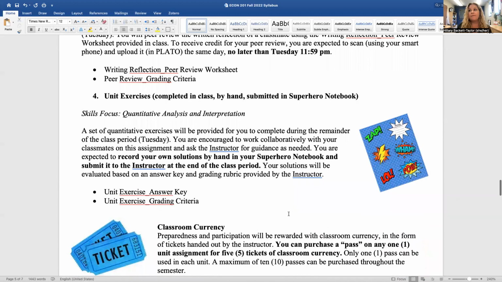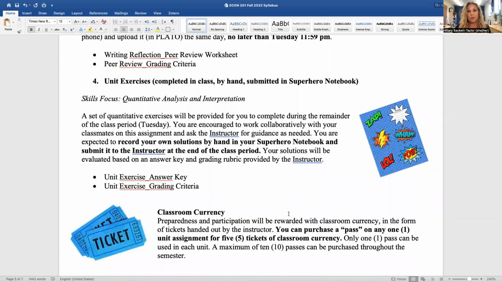The fourth and final assignment that's going to happen every week is a short set of exercises that are quantitative in nature, meaning mathematical, right? We can't get away from that in economics.